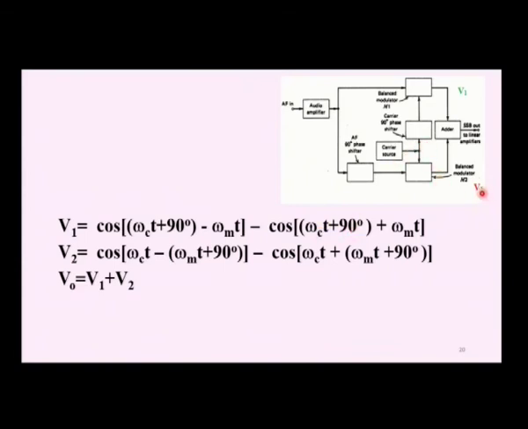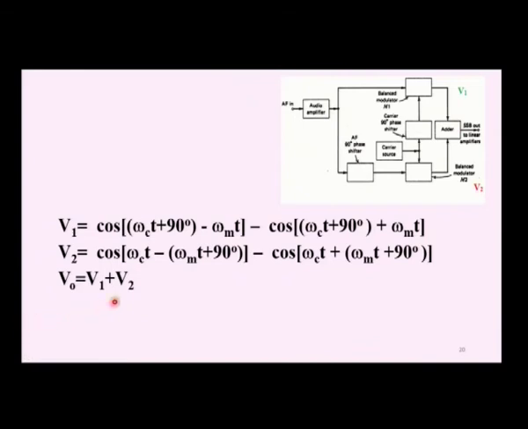But if we consider this signal V2, so what happens? Here the carrier is applied directly, but the audio signal is shifted by 90 degree, that is the message signal. So, this is the carrier and the message signal gets shifted by 90 degree. So, these two are the outputs of two balanced modulators and we are applying these two outputs to an adder.